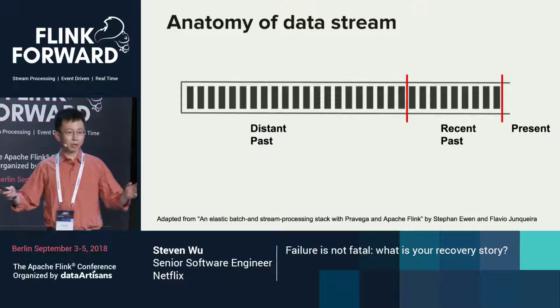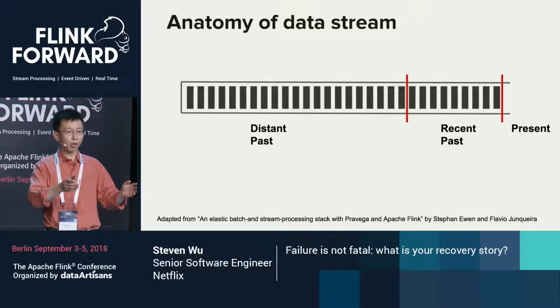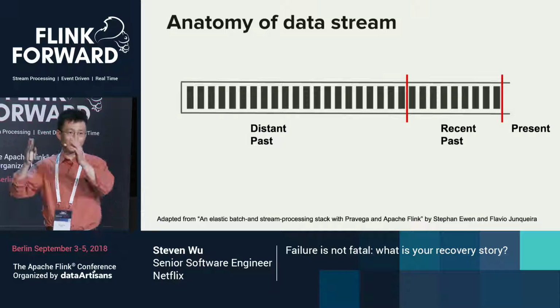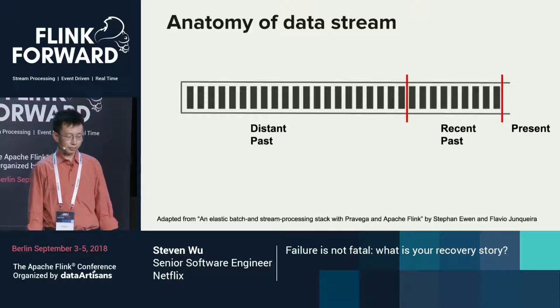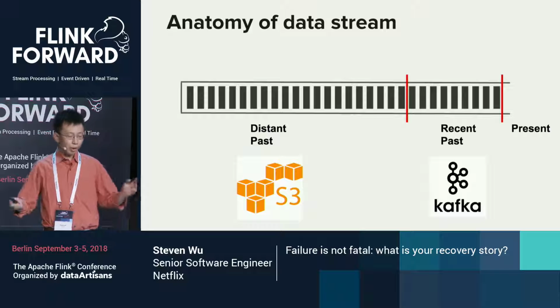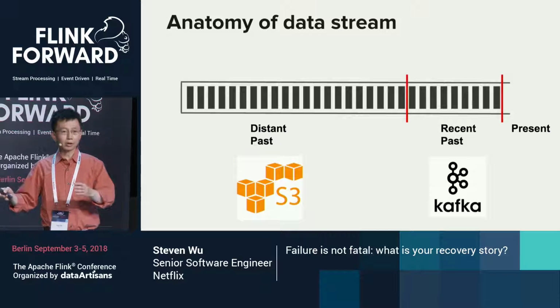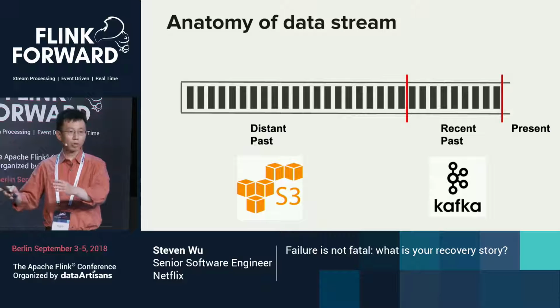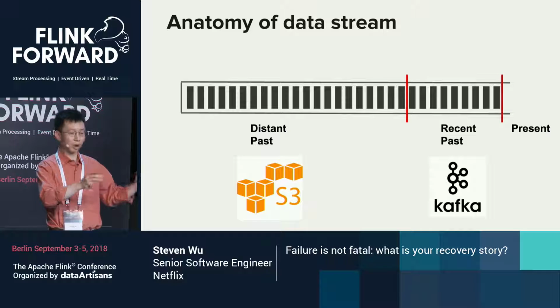If we look at the data stream over a time domain, we have the current data, and we have the recent data, maybe for the last few hours or a few days. And we have the historical data, maybe the last few weeks or a few months. Right now, we use two different storage systems for the recent data and the historic data. We have Kafka that stores the recent data for a few hours or a few days. Then we have S3 or Hive, where we store the data for the last few weeks or a few months.